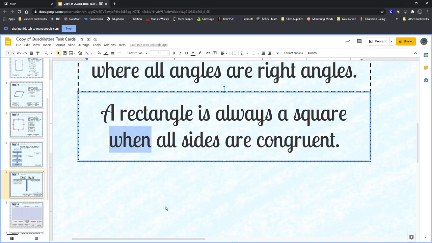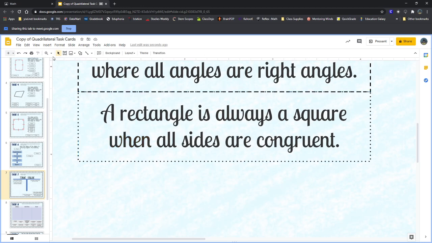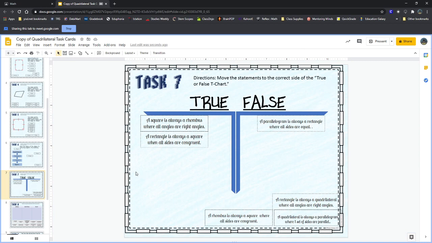The squares have the right angles, they have two pairs of parallel sides, and every side of a square is equal. So if I take a rectangle and all the sides are congruent, that does make it into it. But it's just that one word. Without that one word, you would have been right. Okay, the next one. A rhombus is always a square where all sides are congruent.